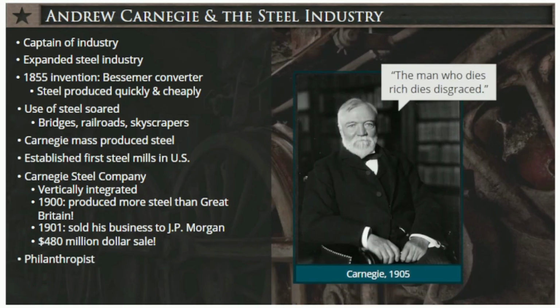Carnegie spent the remainder of his life as a philanthropist, giving away $350 million, as he said, to improve mankind. He donated money to universities and hospitals, built libraries, parks, meeting halls, and churches. Like other captains of industry, Carnegie was a controversial figure.